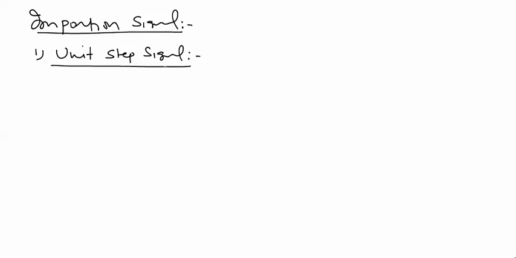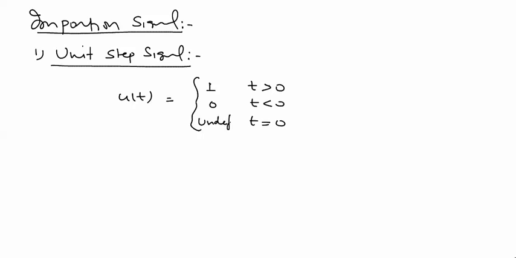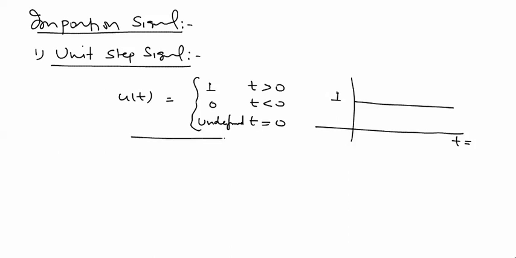What is unit step? The mathematical expression for the unit step signal is 1 for t greater than 0, 0 for t less than 0, and at 0 it is undefined. The unit step is denoted as u(t); mathematically we can represent it in this way and graphically we can represent it in this way.